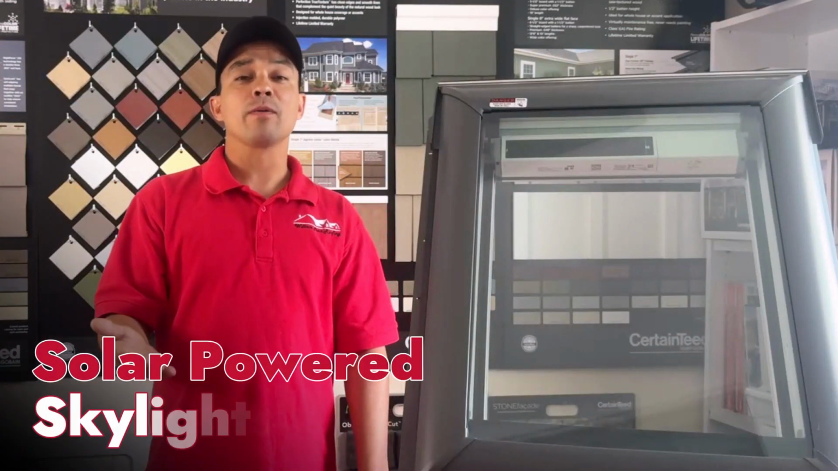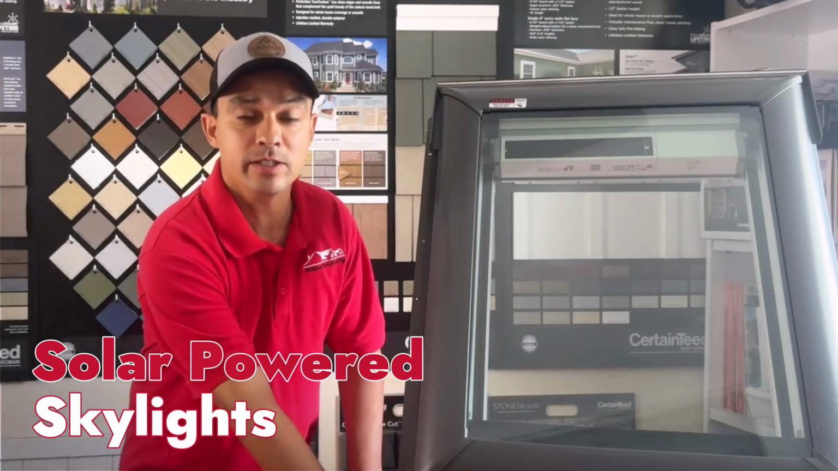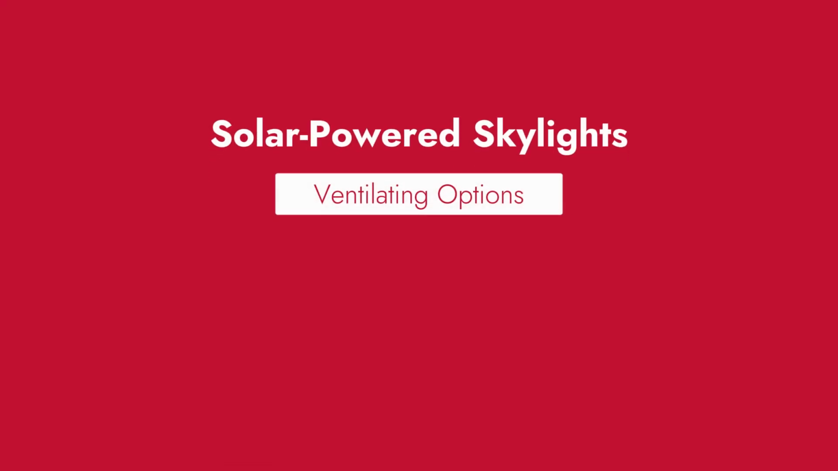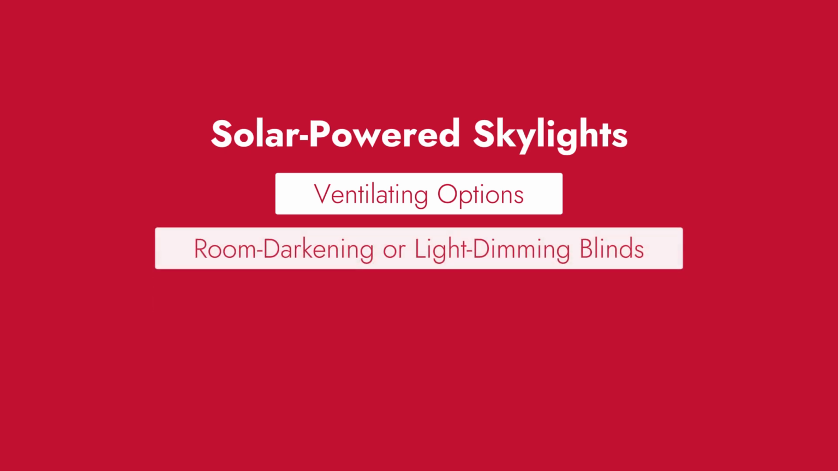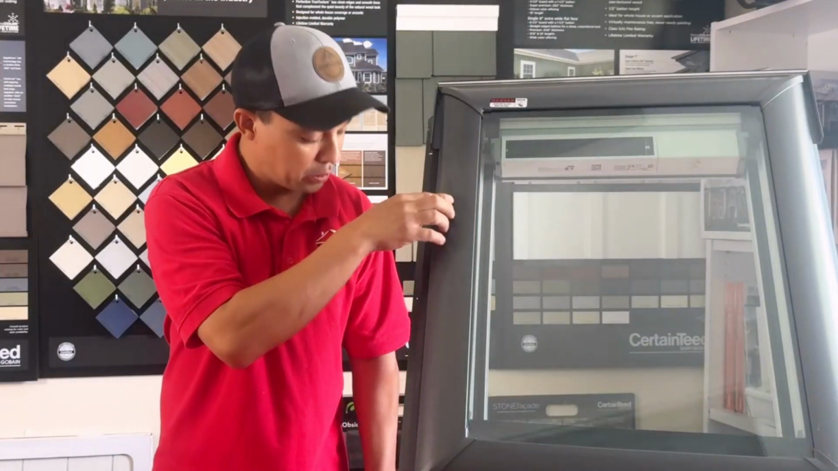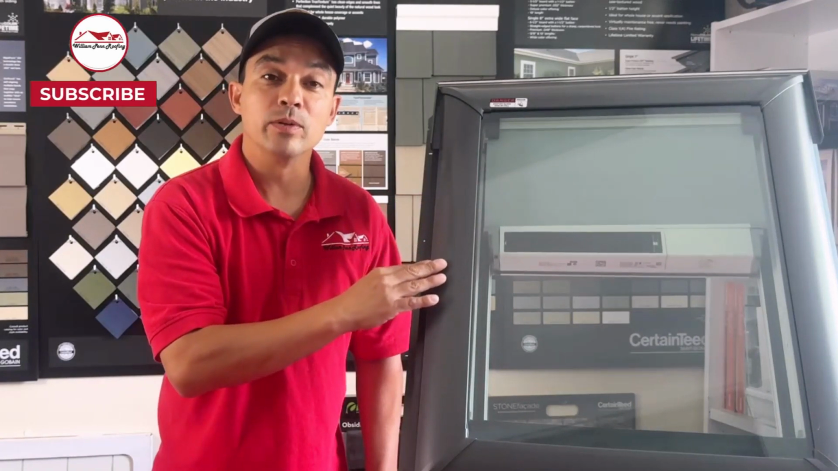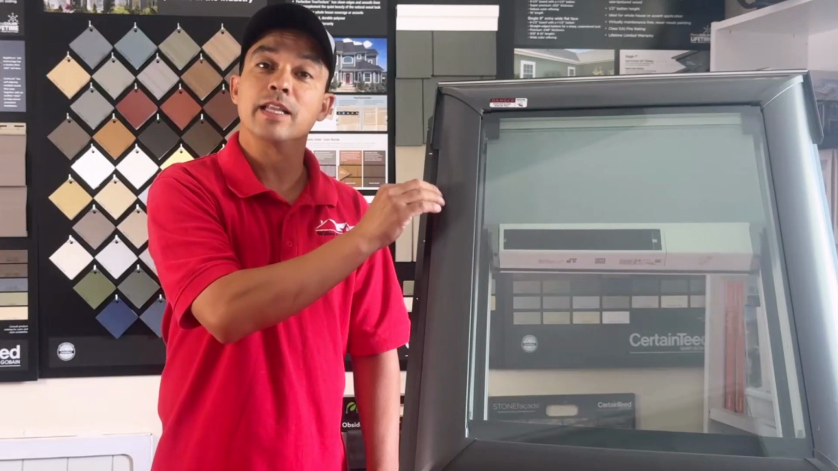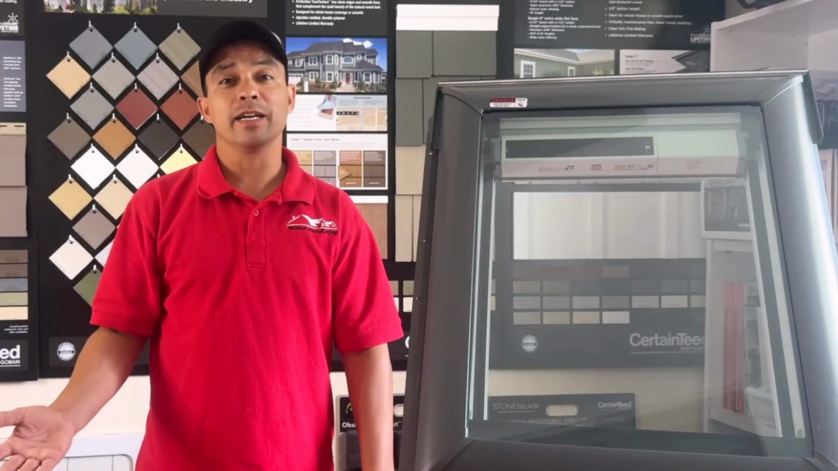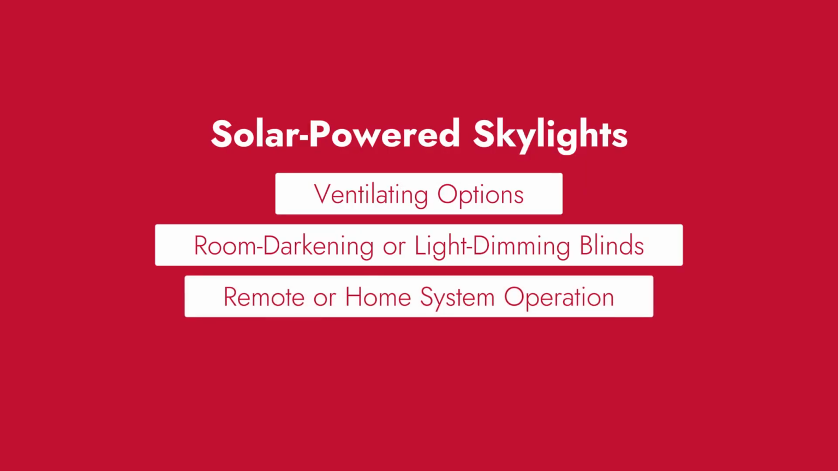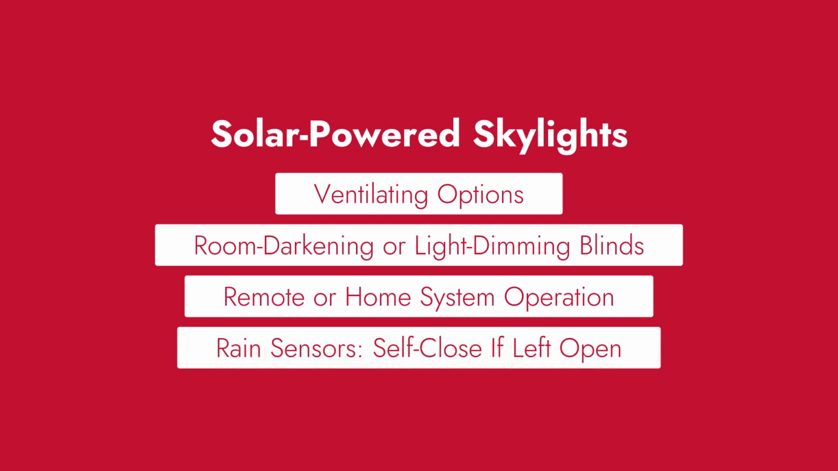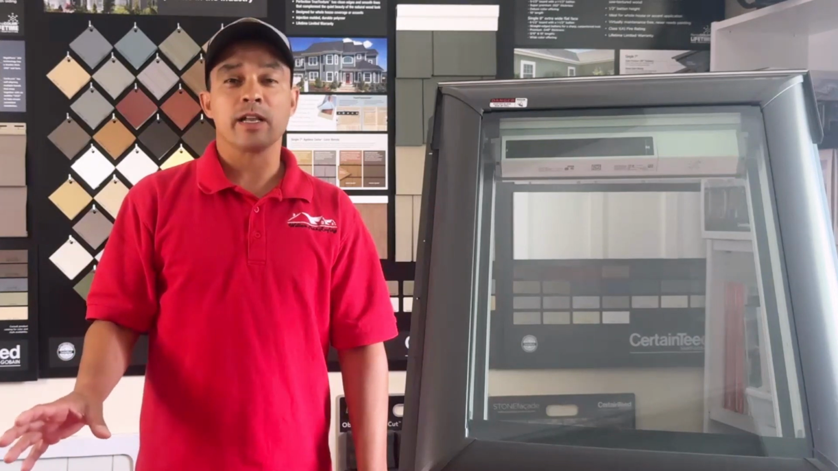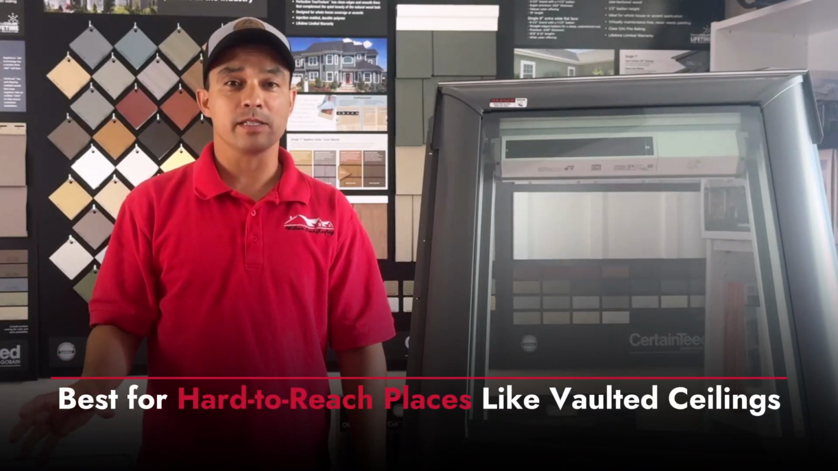We also have solar-powered skylights, like this one here, for instance. You can see the solar cell at the bottom, and there's a solar cell in the top. Some of them open, these are ventilating ones, and other ones have room darkening and light darkening blinds on them that operate with a push of a button, like here. So not only will the blinds close, but you can stop them intermittently throughout the travel of the skylight to let light in or light out. These are high-tech skylights that operate with a remote or a home system. Some even include rain sensors, where if you forgot to close the skylight, it'll sense the rain and self-close. These particular skylights are actually perfect for hard-to-reach places like vaulted ceilings.